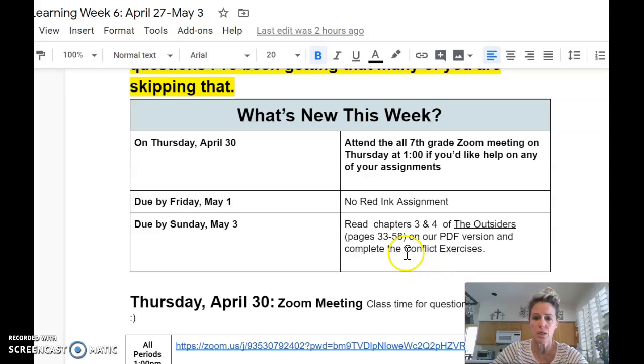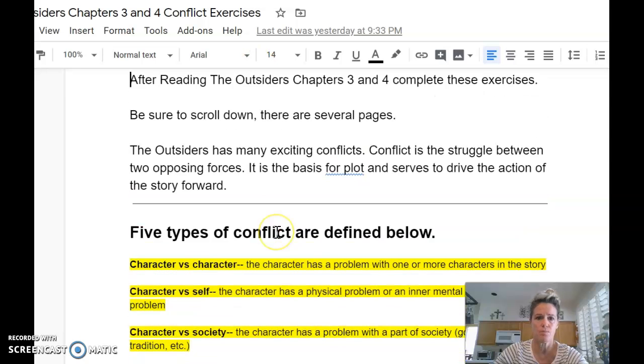Due this Sunday, you need to read the next 2 chapters of The Outsiders. If you're using my PDF, that's pages 33 to 58. If you're using your own version, just make sure that you're reading chapters 3 and 4. And then notice I said on here to complete the conflict exercises. The conflict exercises look like this.